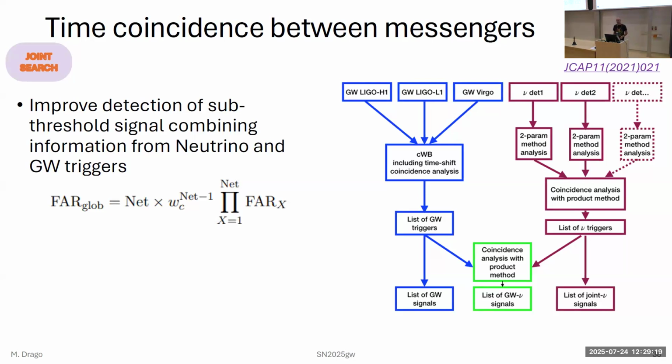And you have a coincidence, particularly the main part was to make a coincidence between the false alarm rate of the two triggers. You have a window in time. So in principle, theoretically, you can make a global false alarm rate between the two, just multiplying the single false alarm rates of the different searches. Of course, this can be extended to more than two searches.